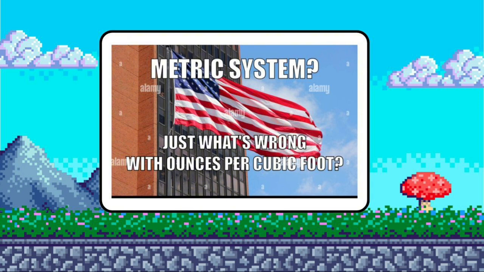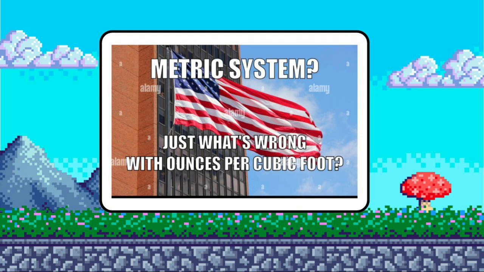What is the purpose of the message or image? The purpose is to satirically highlight the perceived inconvenience and the illogical nature of the imperial system compared to the metric system. It aims to elicit amusement and perhaps spark a discussion about the advantages of adopting the metric system.